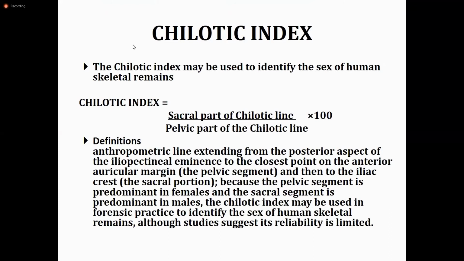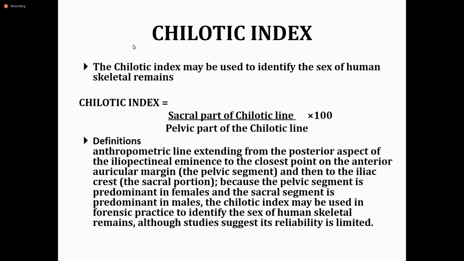Then again, this is the Kelotic index. Okay, then what is Kelotic index? This is somewhat confusing. I have a diagrammatic representation in the next slide. So first I'll just read what the Kelotic index is, and then you can see it better in the diagrammatic representation. It is used to identify the sex of human skeletal remains. When you get a skeleton and you have to identify the remains of a human skeleton, you apply this Kelotic index, which we get by the sacral part of the Kelotic line divided by the pelvic part of the Kelotic line into 100.